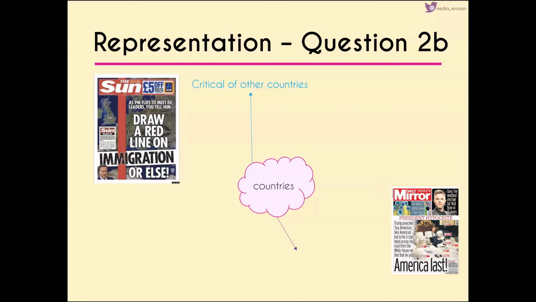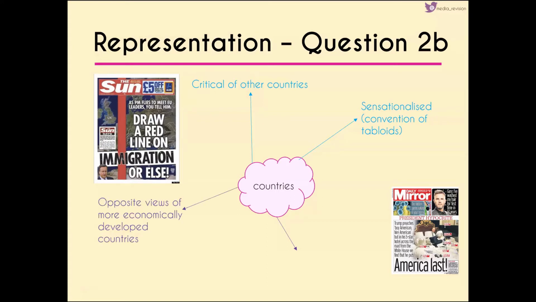Alright, so our similarities then. They're critical of other countries, okay? So they're critical of America in the Daily Mirror, critical of Romania and Bulgaria in the Sun. They also sensationalise the stories to make those countries seem more negative. However, the opposite views of more economically developed countries, okay, and the reasons behind the representations are different.